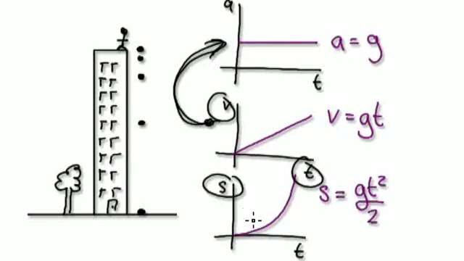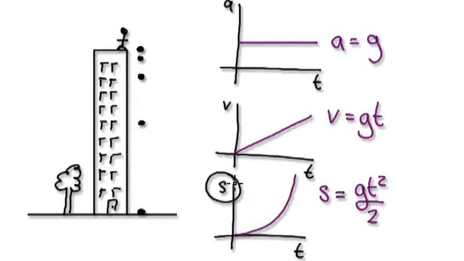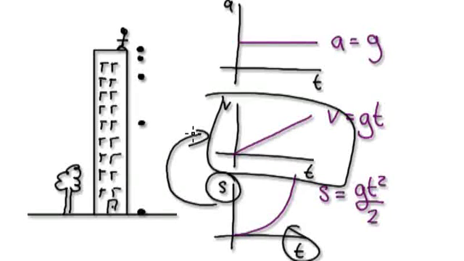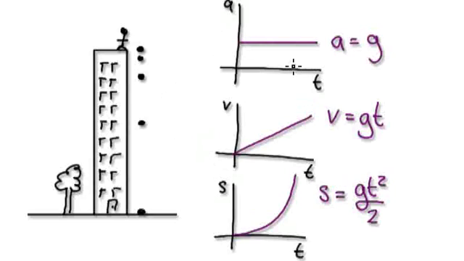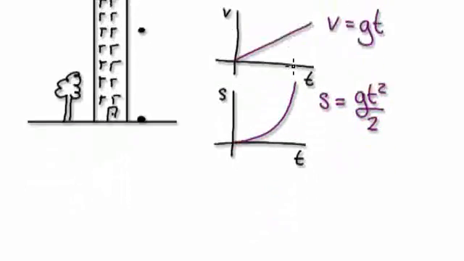And then when given a displacement time graph, if you differentiate the displacement time graph, it will give you the velocity. Okay, so starting with this graph, if you differentiate this, it will give you velocity time. If you differentiate velocity time, it will give you acceleration time. Okay, so bear that in mind.